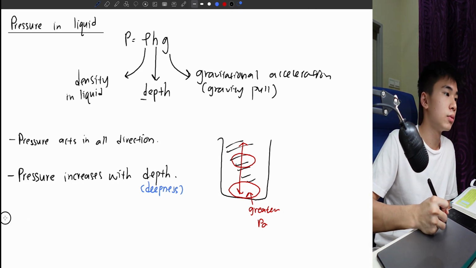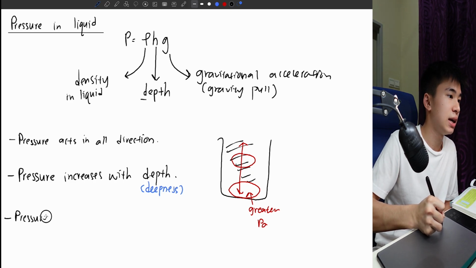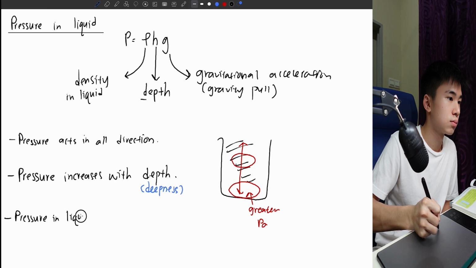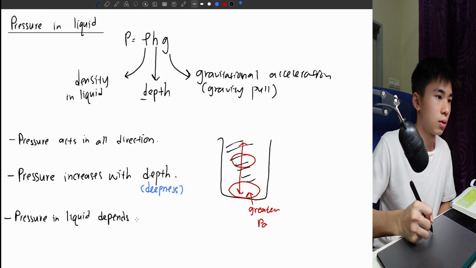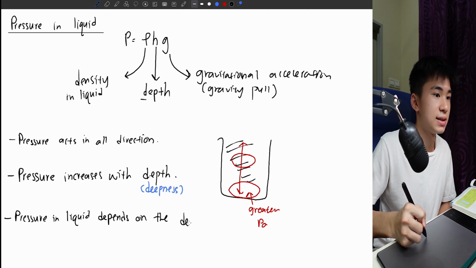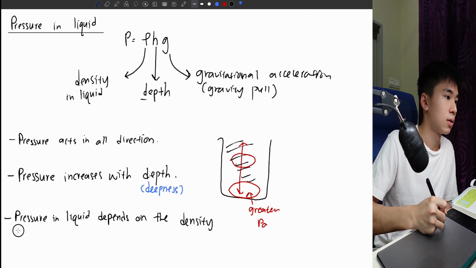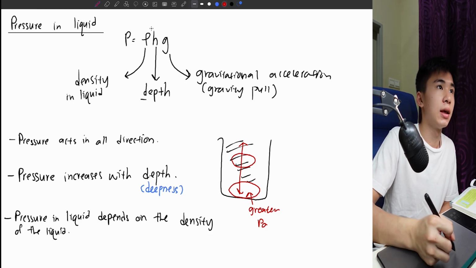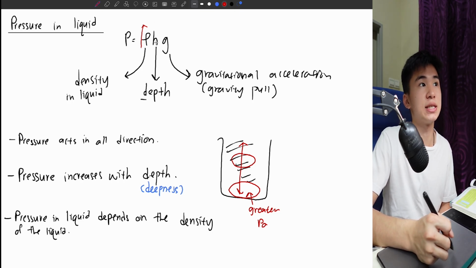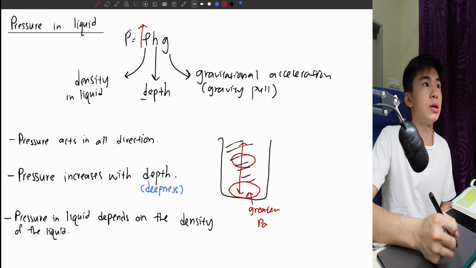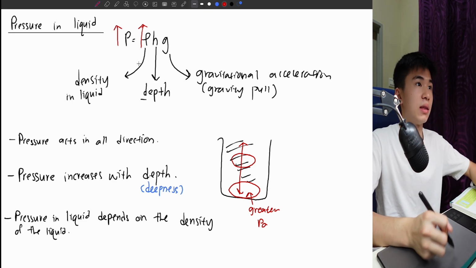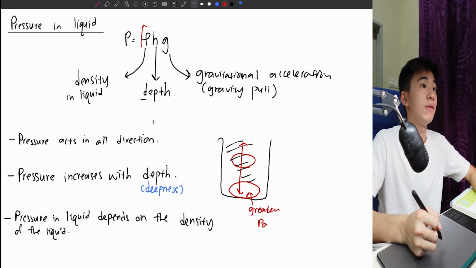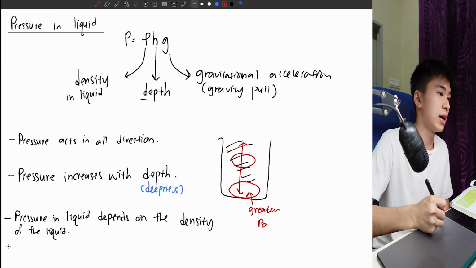And moreover, pressure in liquid depends on the density of the liquid. If you look at this formula, let's say the depth and the gravitational acceleration are constant. If you increase the density, you will increase the pressure as well.